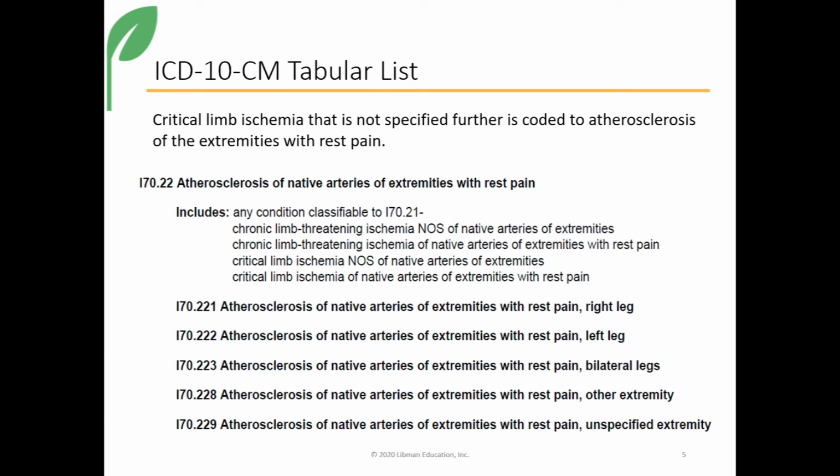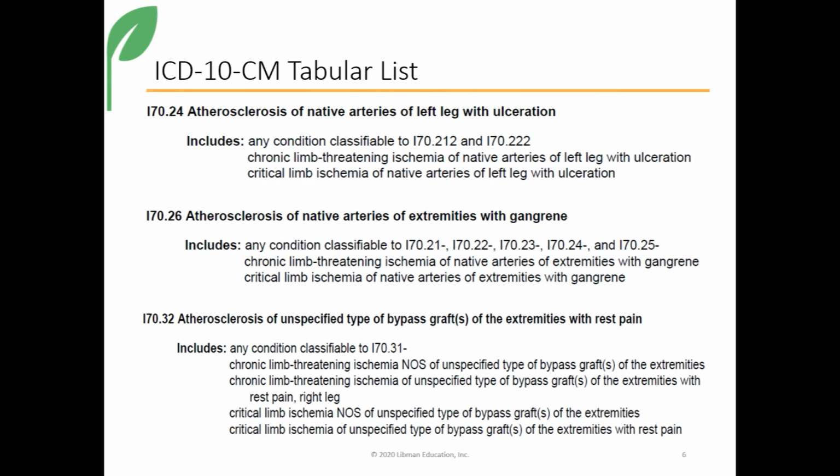Critical limb ischemia can also occur with more severe complications of arteriosclerosis. Let's review some of those codes and their inclusion notes. Here you can see that the inclusion notes under the codes for arteriosclerosis with ulcer, with gangrene, or even arteriosclerosis of bypass grafts include the terms critical limb ischemia and chronic limb-threatening ischemia.